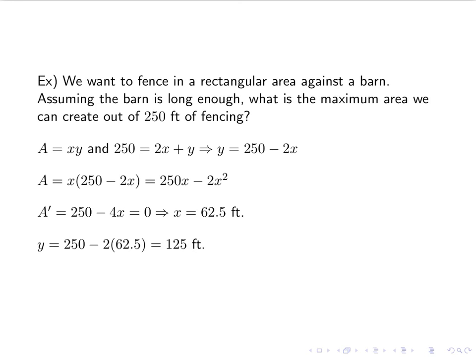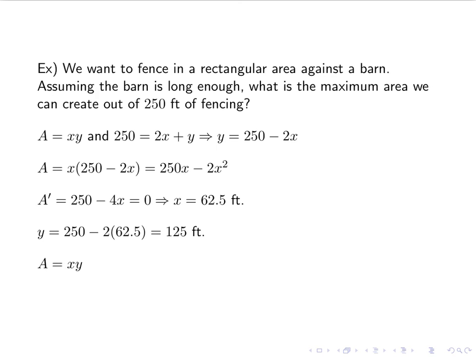Next, we're going to plug it into y. So y equals 250 minus 2 times 62.5, and we get 125 feet. The question is asking for the area. So area is x times y. We plug in our x, we plug in our y, and we get 7,812.5 feet squared.